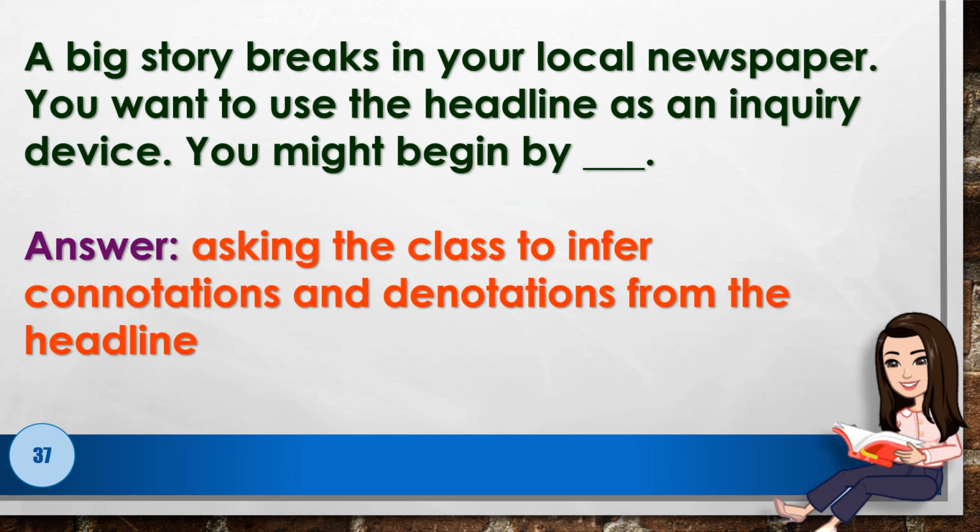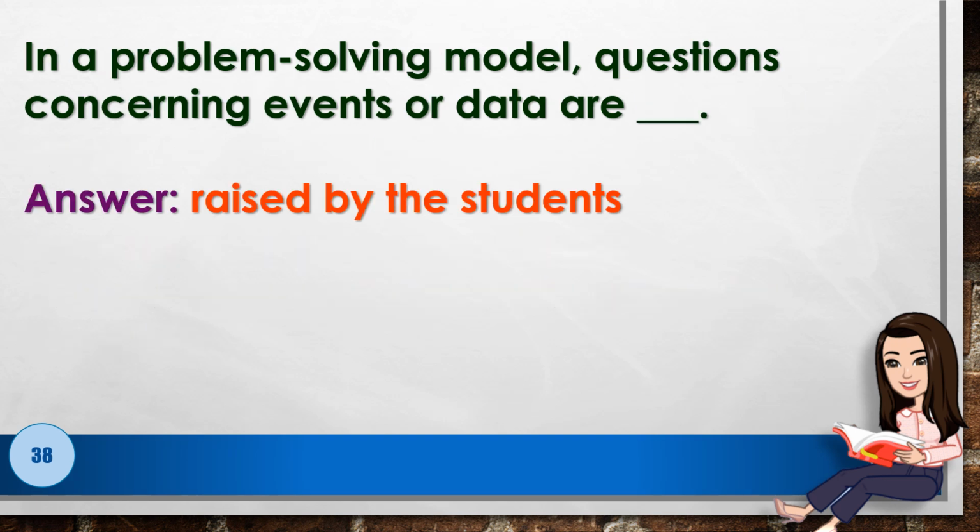37. A big story breaks in your local newspaper. You want to use the headline as an inquiry device. You might begin by: Answer: asking the class to infer connotations and denotations from the headline. 38. In a problem-solving model, questions concerning events or data are blank. Answer: raised by the students.